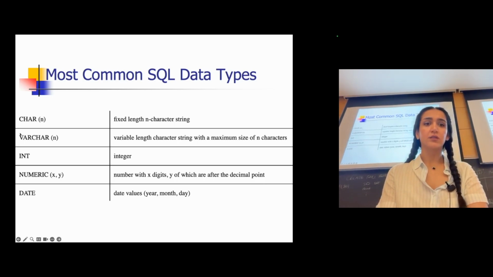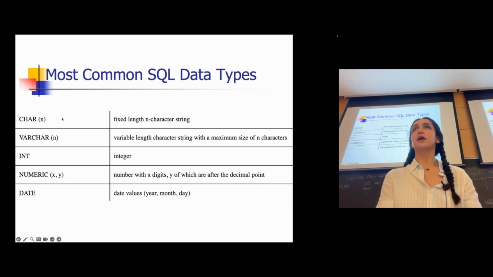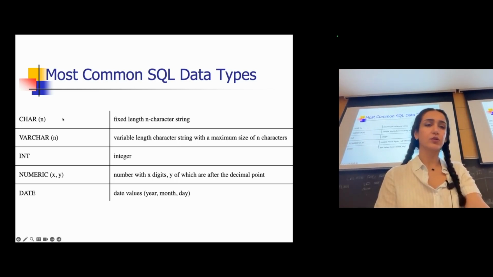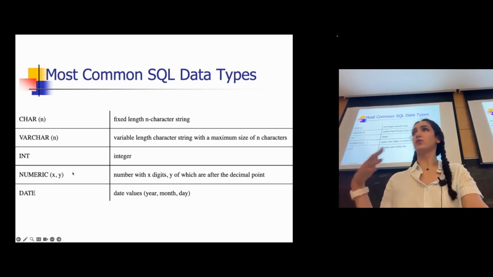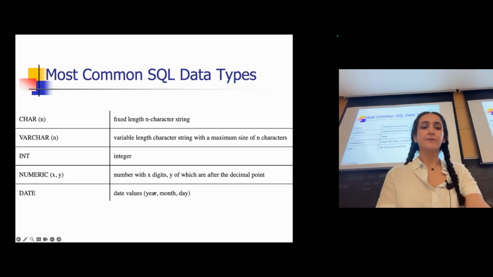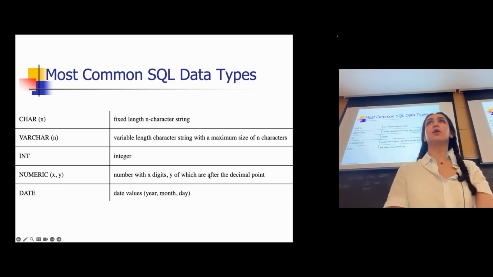So these are the ones that I just added to this slide so that you can see which ones you probably use more: char, varchar, integer, numeric, and this. These x and y are the same as p and s, or a and b, or anything, right? And this is your number with x digits, like for example, if you have 5 digits, and y of which are after the decimal point.